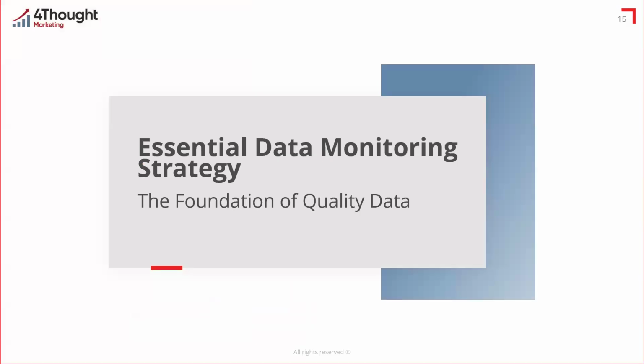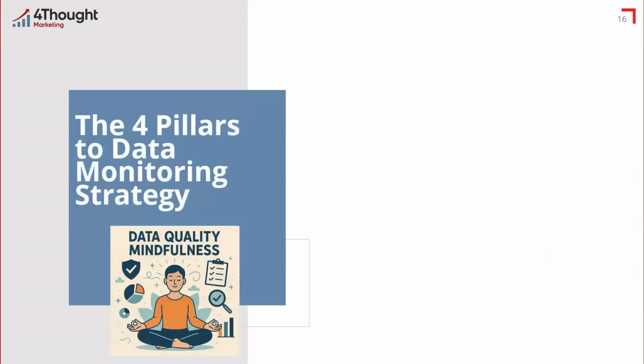Now, there are some essential data monitoring strategies that I follow. Here are the 4 pillars that I'm going to discuss. The first one is audit the current data quality status. This will give you a general view of the status of the data in your system.